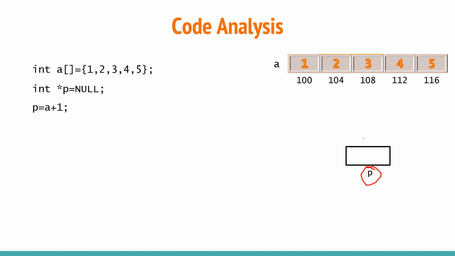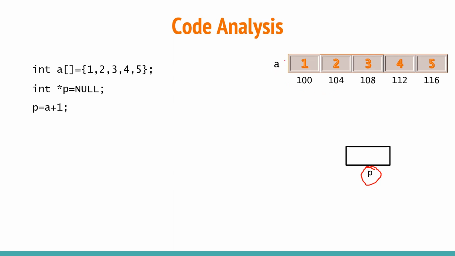What if now I write p equal to a plus 1? What is the meaning of this? What is a? It is 100, and when I say plus 1, it will not actually do 100 plus 1, because when you increment a memory address in an array, since the memory addresses are contiguous memory locations, the difference between each memory address depends on the data type.